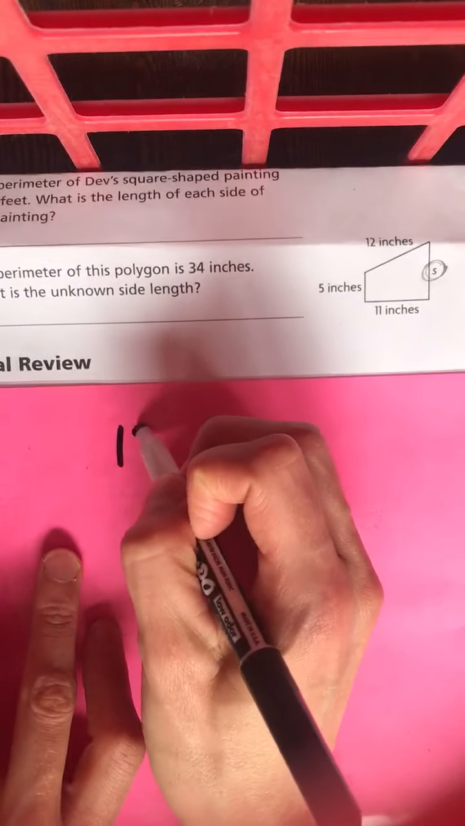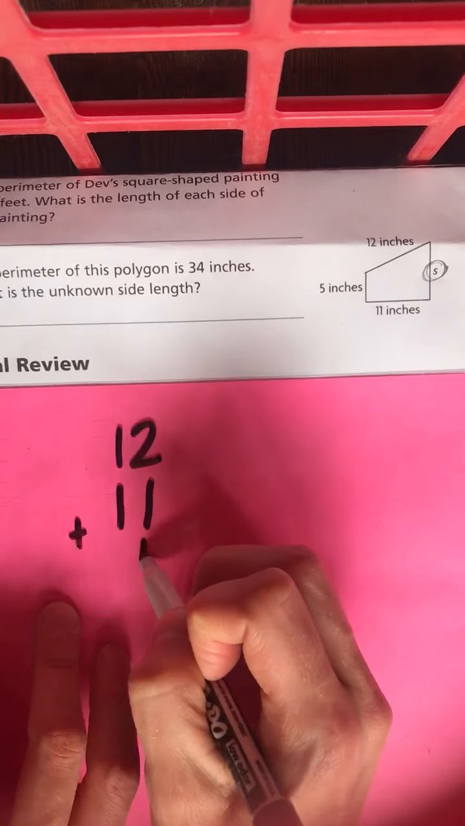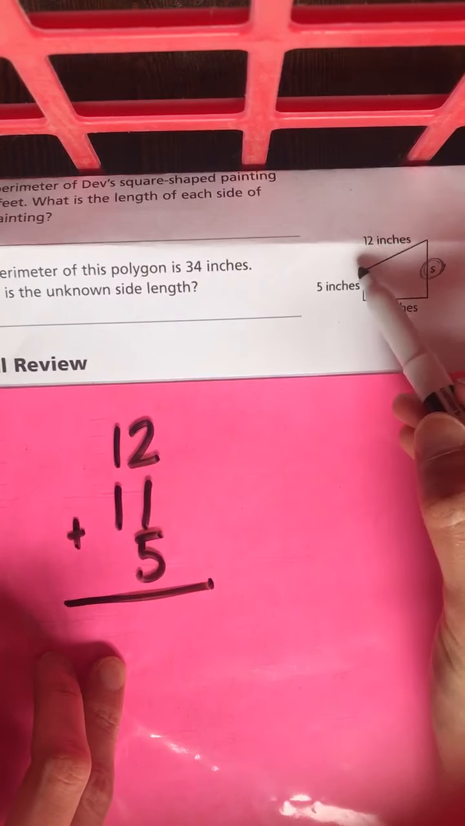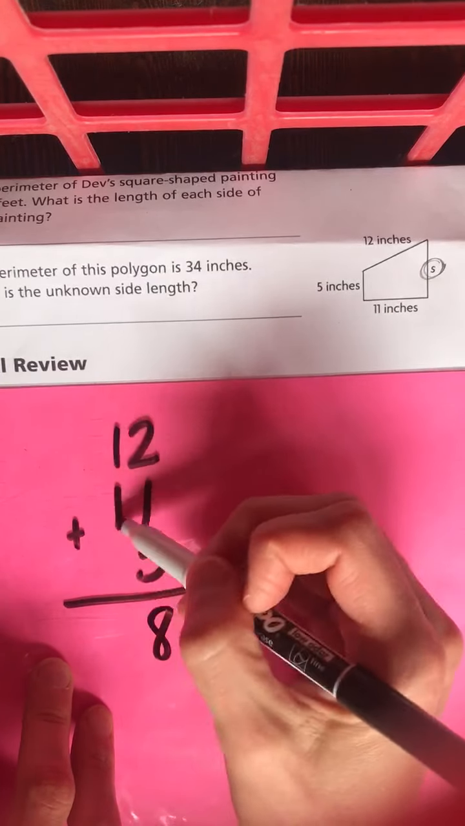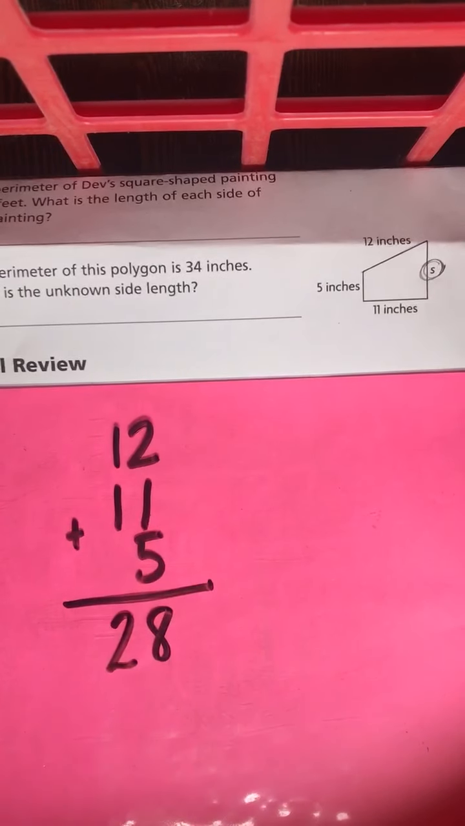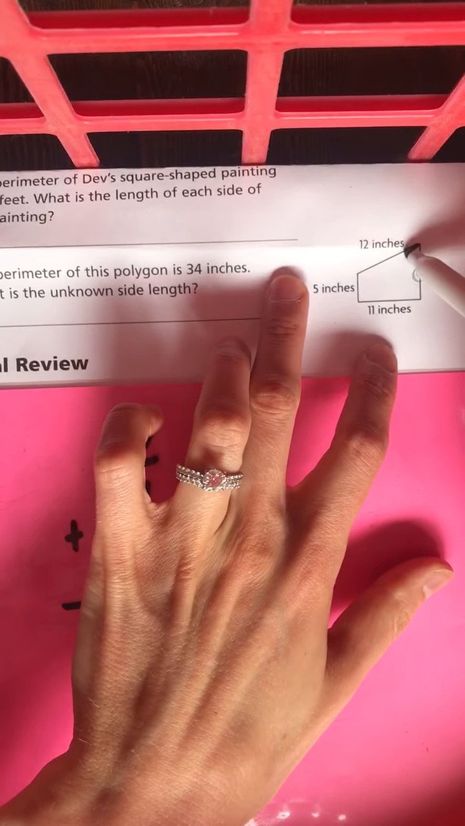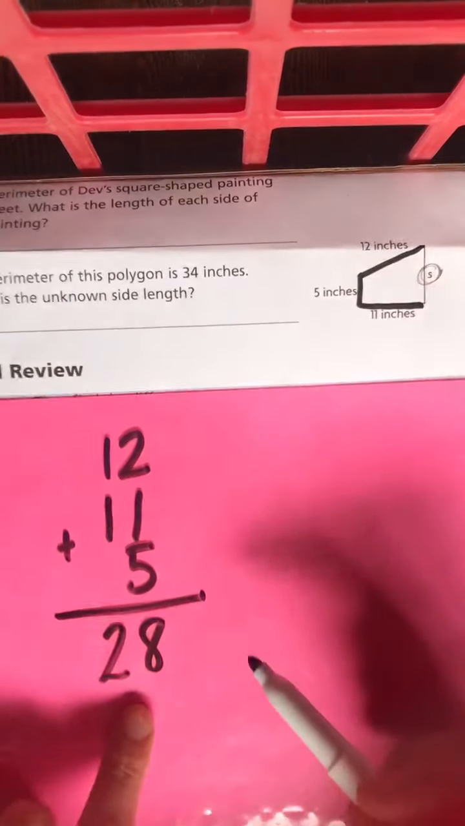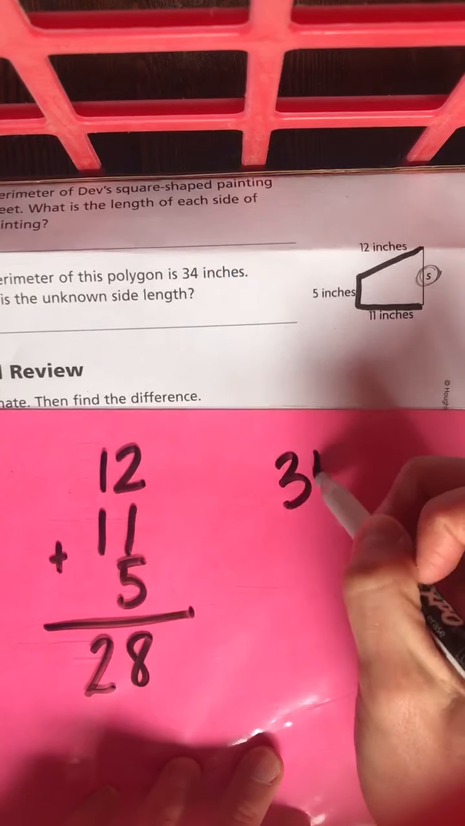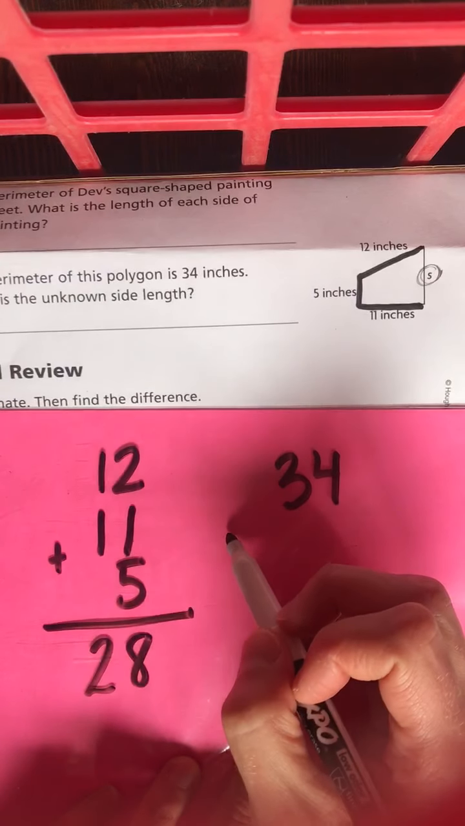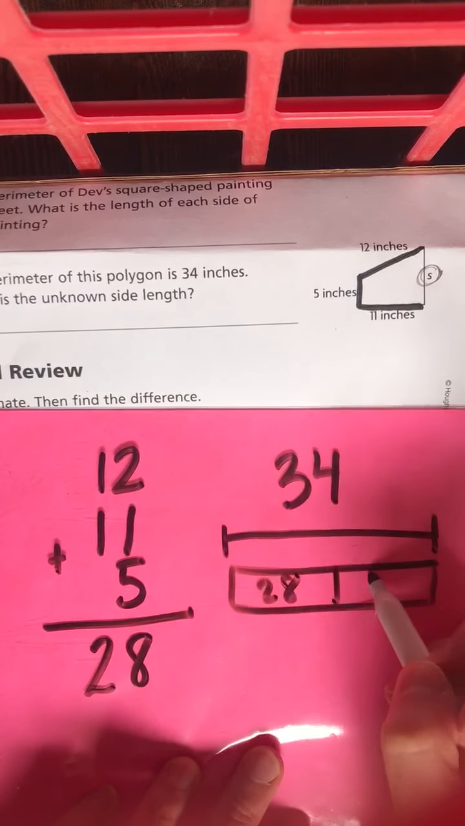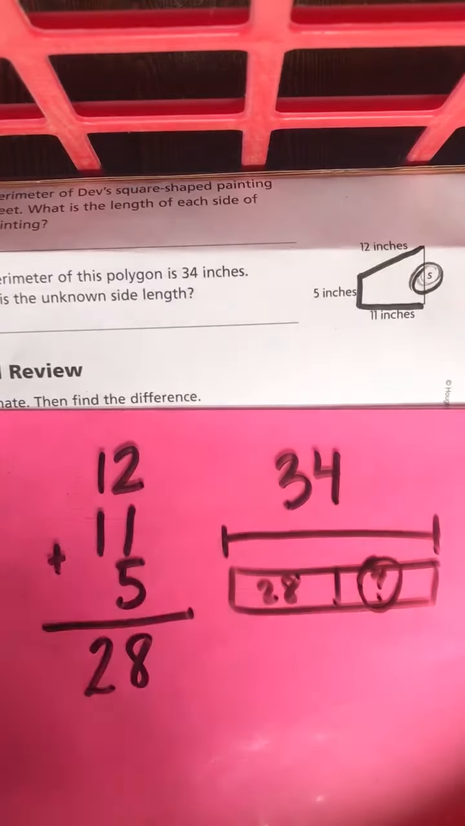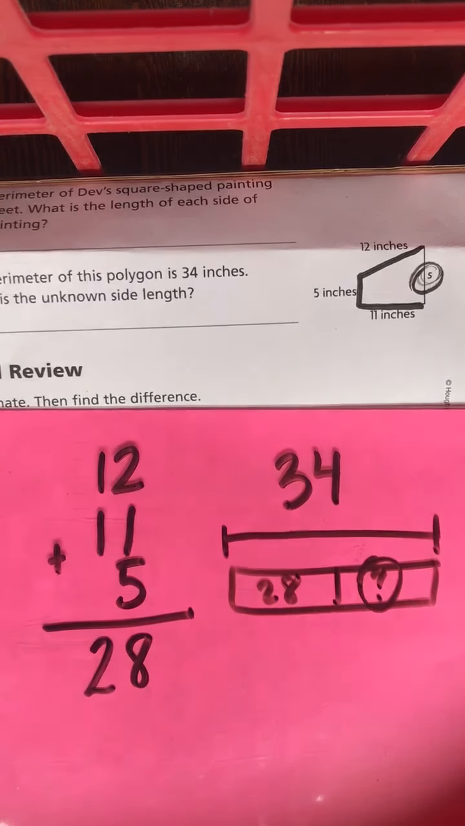Okay, friends, great job. So you should have told me that 12 plus 11 plus 5 added up is 2, and 1 is 3, and 5 more is 8, and 1 plus 1 is 2. Okay, so you should have told me that the part of the perimeter that we know is 28. Okay, so remember, the whole perimeter is 34. I know part of the perimeter is 28. How am I going to find this missing part, this missing side? Set that up, and when you're ready, press play.